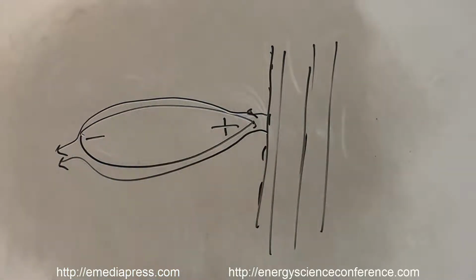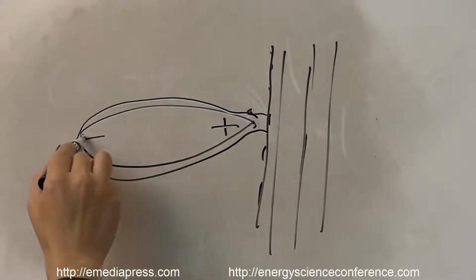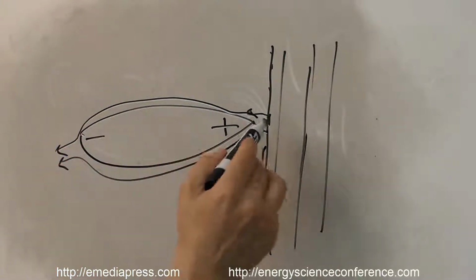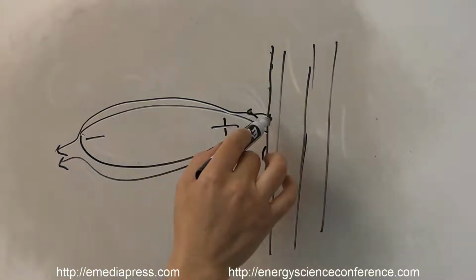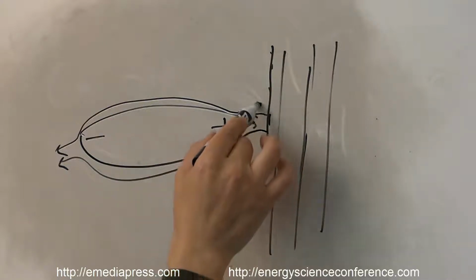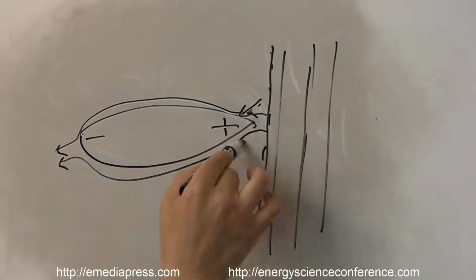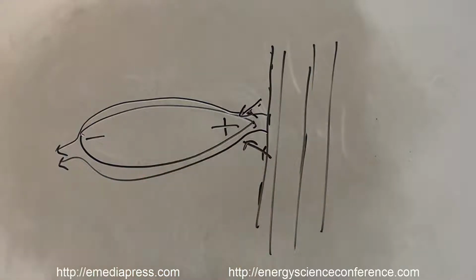Okay, you're deflecting it over the shell so that the implied negative charge is going to be attracted and pulling on this positive edge. So what happens is the ship is going to move in this direction.